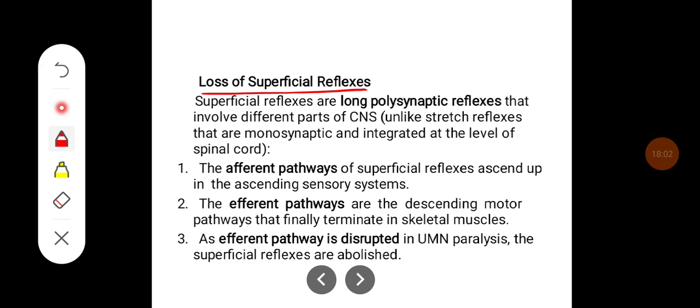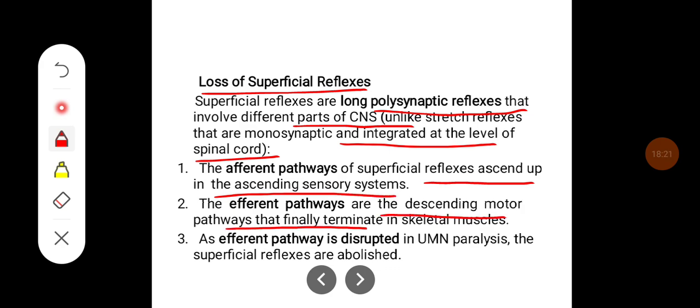Superficial reflexes are long polysynaptic reflexes that involve different parts of the CNS, unlike stretch reflexes, which are monosynaptic and integrated at the level of spinal cord. The afferent pathways of superficial reflexes ascend up in the ascending sensory system, and different pathways are the descending motor pathways that finally terminate on skeletal muscles. As pathways are disrupted in UMN paralysis, the superficial reflexes are abolished.